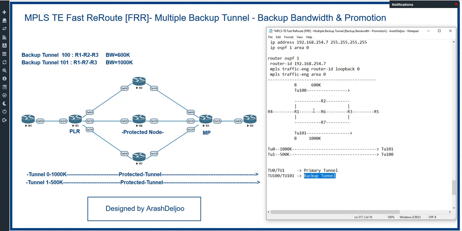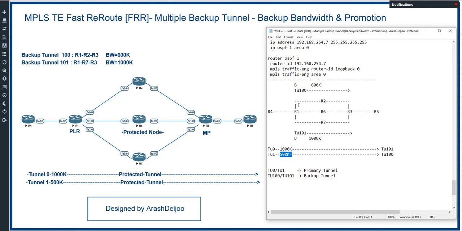You know that if in this scenario we use tunnel 100 as the backup tunnel for tunnel 0, we will have a problem. And because tunnel 1 now uses tunnel 101, we will have only 500 kilobit per second of remaining bandwidth, and because of that tunnel 0 cannot use tunnel 101. We need to use exactly this assignment: tunnel 0 should use tunnel 101 because there we have the required amount of bandwidth, and for tunnel 1, using tunnel 100, again we don't have any problem.